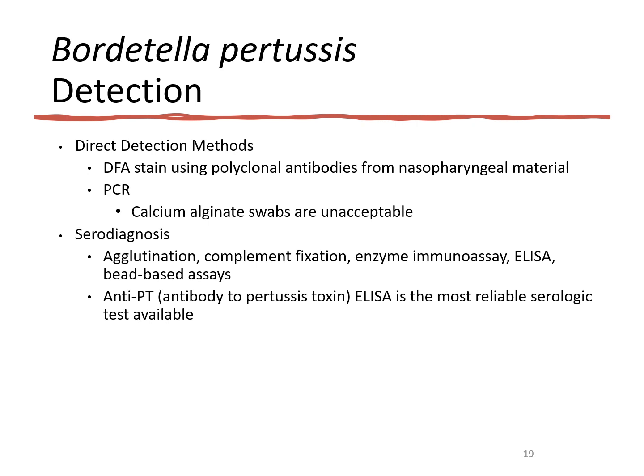It is detected through a direct detection method, so something like fluorescent staining, where you're looking for the actual antibodies from the nasopharyngeal material, or through PCR testing. And you can also do serodiagnostics, so when you're looking at some of the different tests that are looking for the antigen-antibody relationship, those tests can also be used to help diagnose this particular organism.